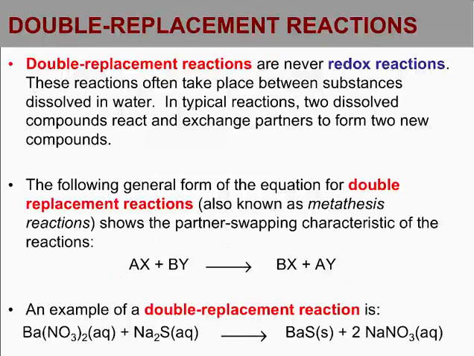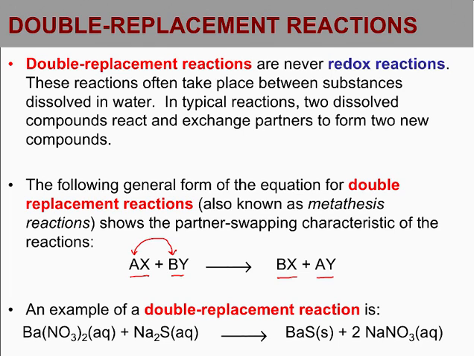So down below we have a general reaction. So we have two compounds, AX and BY, and they're going to flip partners. So another way of looking at this is A and B are going to switch places. So we're just going to flip A and B. So then we'll end up with BX and AY as our products.